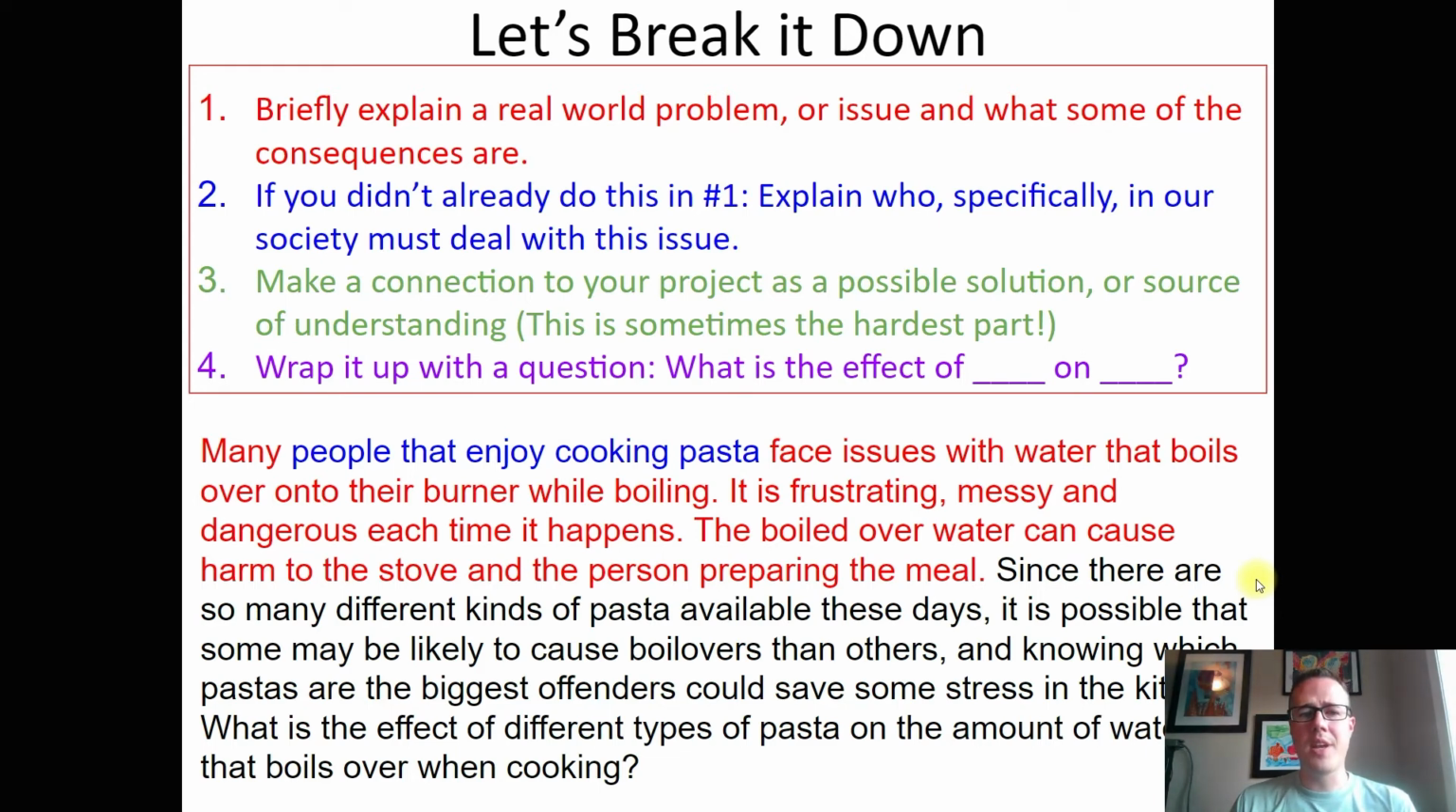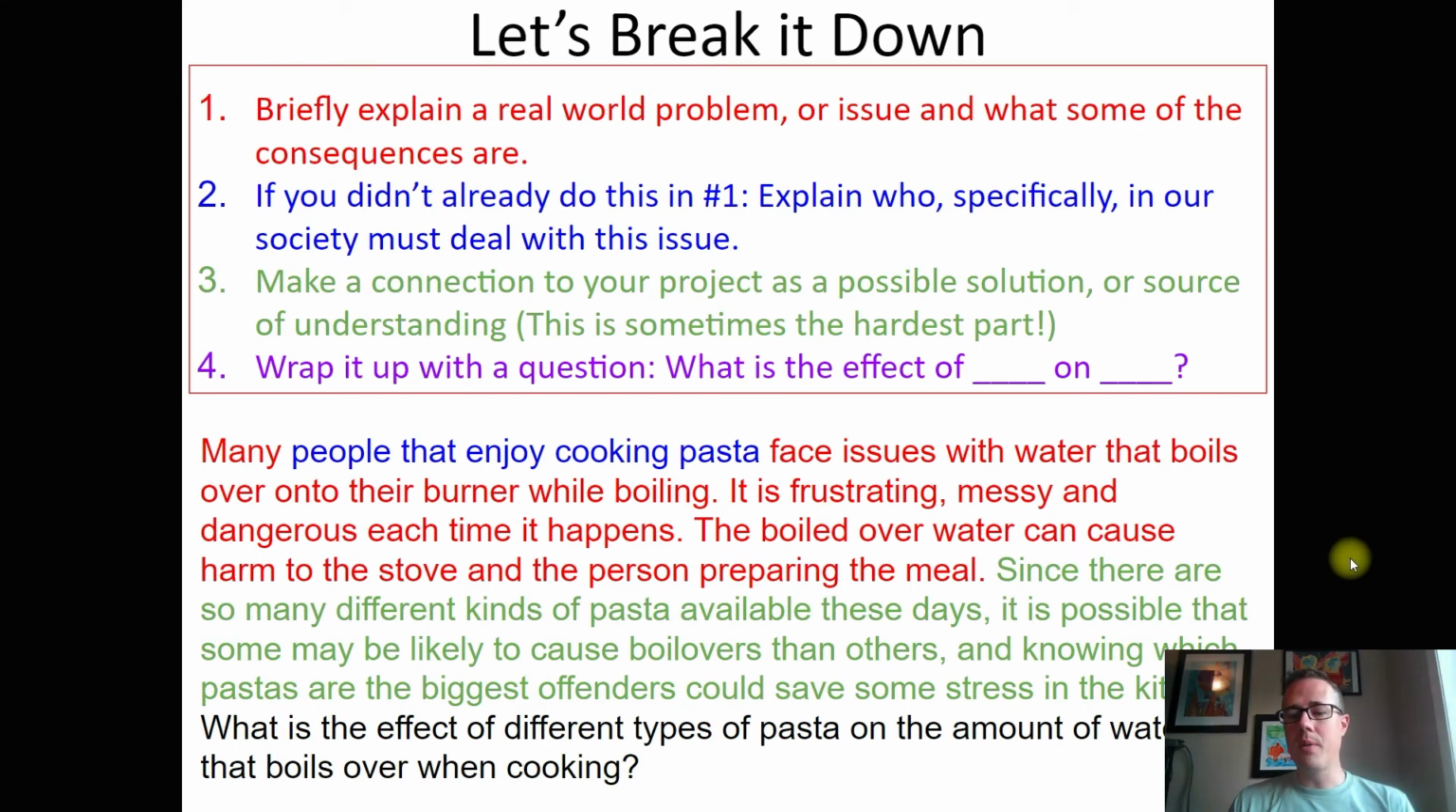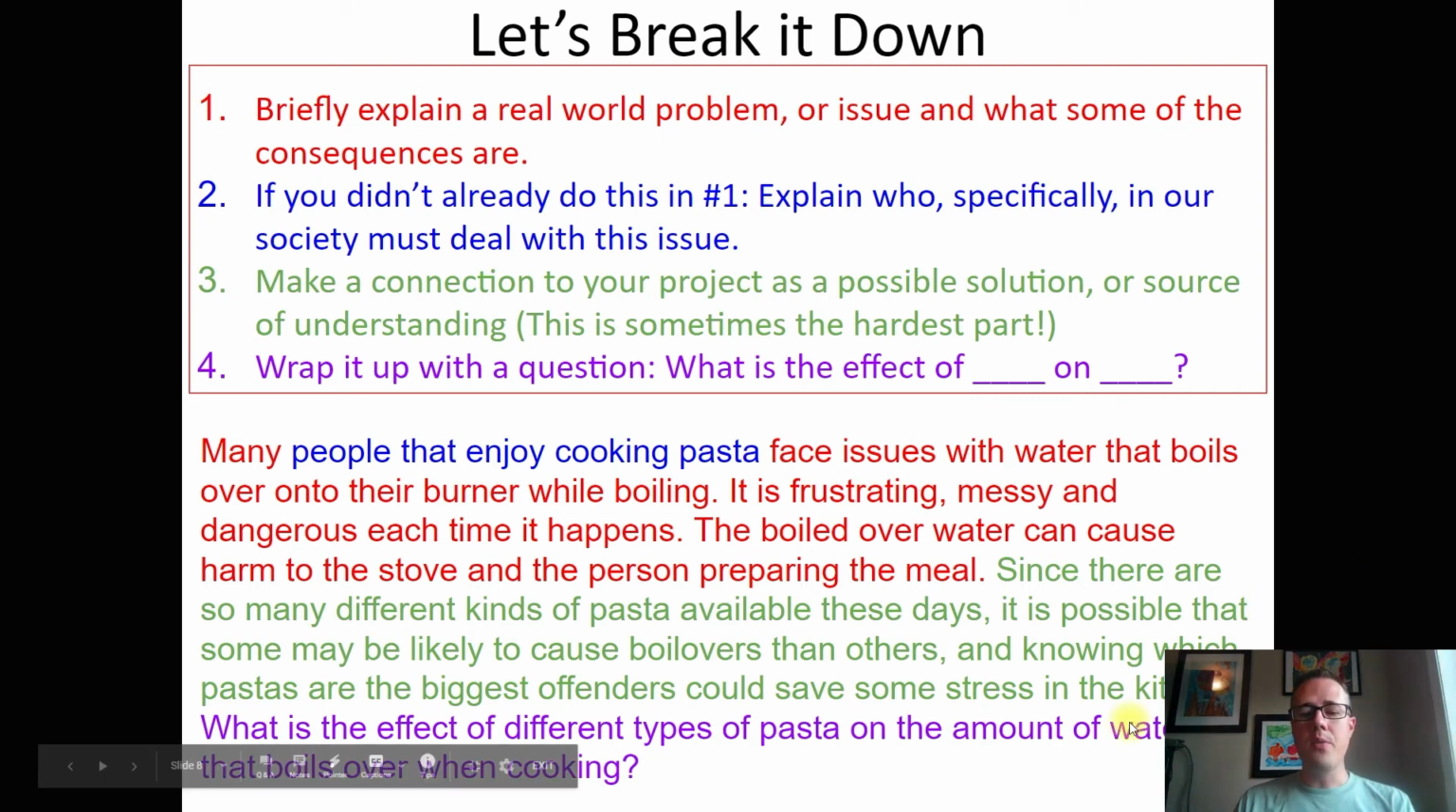Number 3 is the hard part, where you have to connect this idea of frustrating pasta water to what they're actually going to test in their experiment. That's the green part. So since there are a lot of different pastas available, they're making the proposition that maybe we could figure out which type of pasta would reduce the problem that they talked about at the beginning. Then at the very end, they wrapped it up with the question, and they say, what is the effect of blank on blank? What is the effect of different types of pasta on the amount of water that boils over? These are the two things that they're testing. These are their variables in the experiment. Their independent variable was their type of pasta, and their dependent variable, they're going to measure how much water gets boiled over.